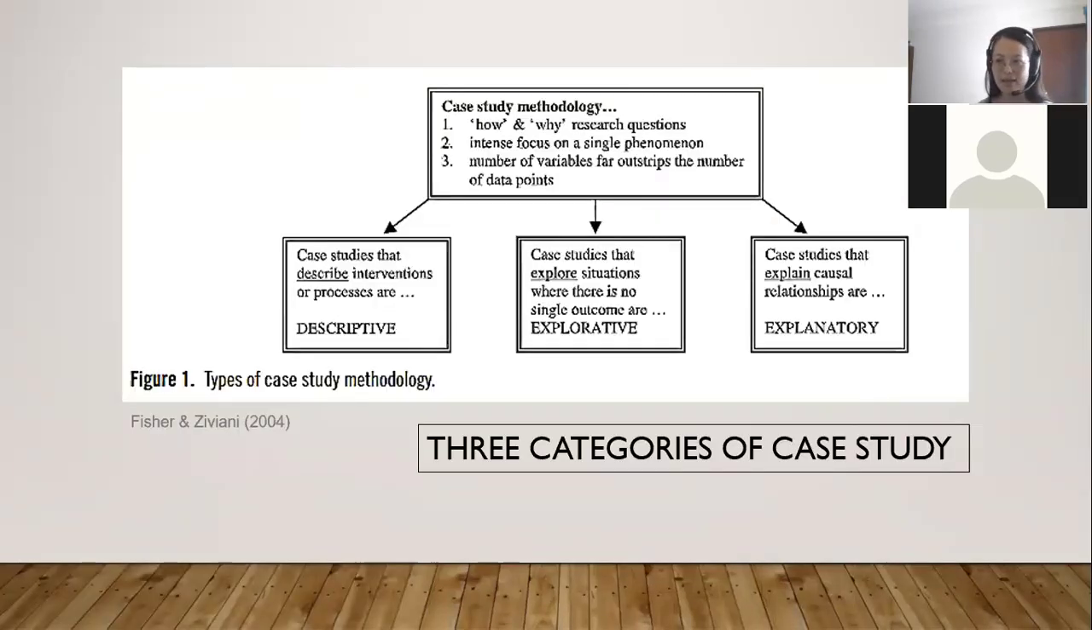So as we can see from these 3 cases, 3 publications, let's summarize the 3 types of case study research. As I read to you before, the research questions used by case studies usually tackle how or why questions. And they intensely focus on a single phenomenon, either corruption, an epidemic, or the missile deployment, right? So there are 3 types. The descriptive type is that case studies describe interventions or processes. Explorative is to explore situations where there's no single outcome. And explanatory is to explain causal relationships. So as you can see, it can be applied to different stages of the research as well.